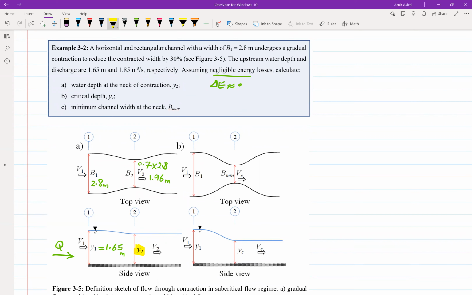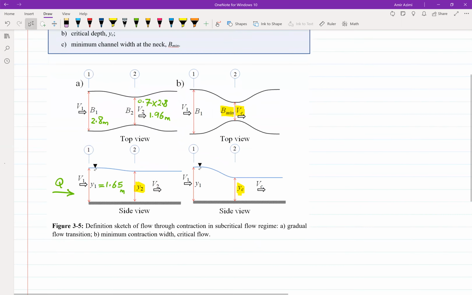Then calculate the critical depth. We know that in rectangular channels, the critical depth is only a function of discharge, so we can calculate the critical depth. And the minimum channel width at the neck: if we have the critical depth, what would be the minimum width? So we have critical depth, minimum width, and critical velocity.